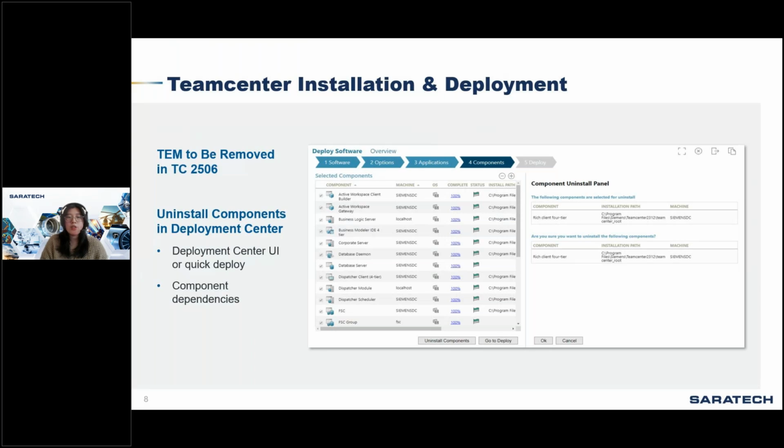So the biggest new feature with Deployment Center is it can now uninstall components. So in the Components tab you see here, you'll see which components are eligible for uninstallation. And when you uncheck it, it pops up this new component uninstall panel where it shows you any dependencies that might block the uninstallation. So you get full visibility there. And if there are no issues, you can then safely generate a deployment script to remove that component.